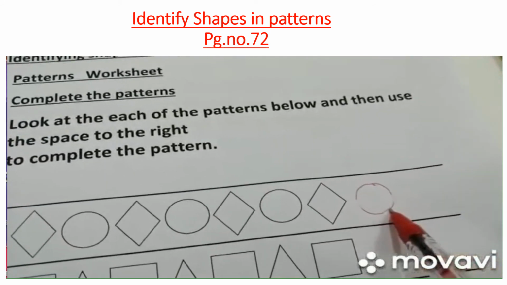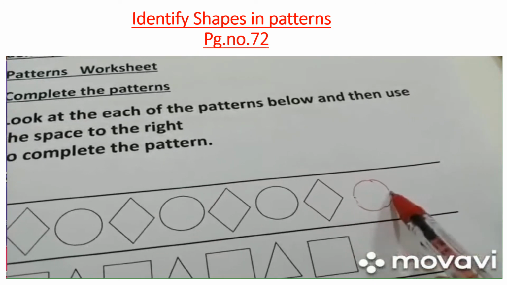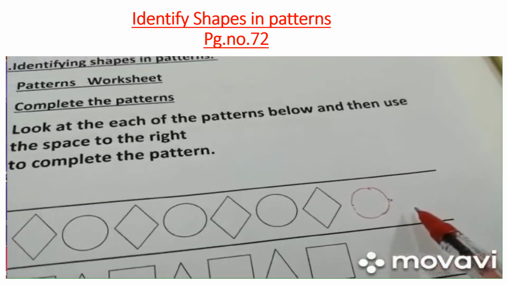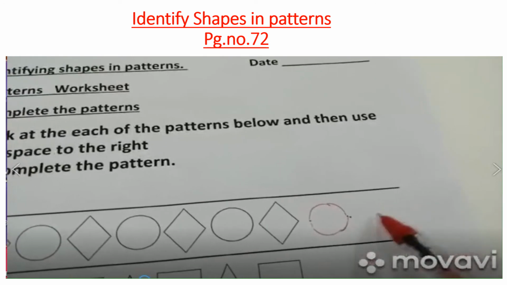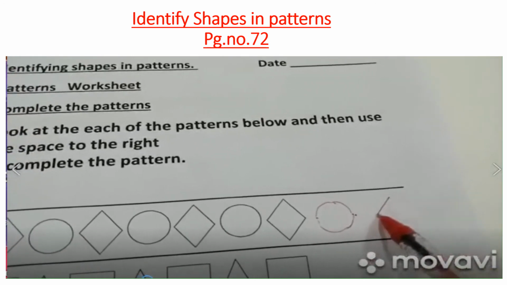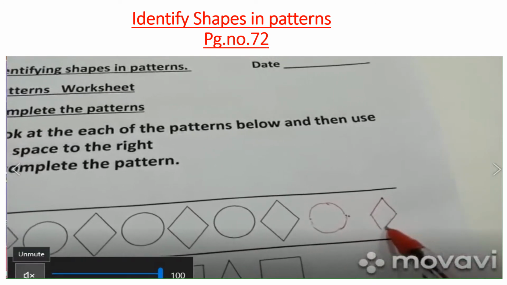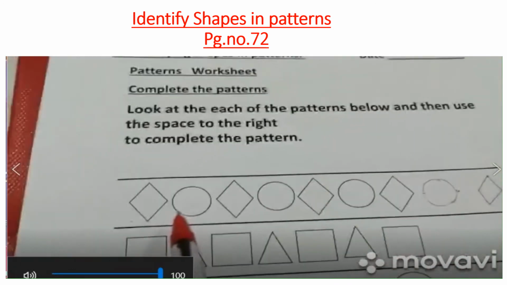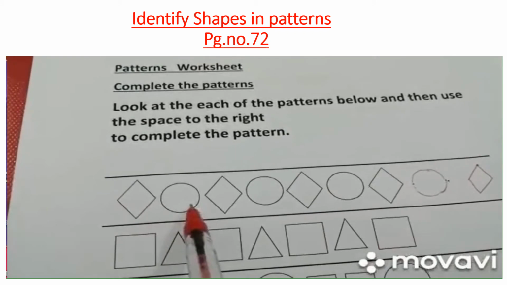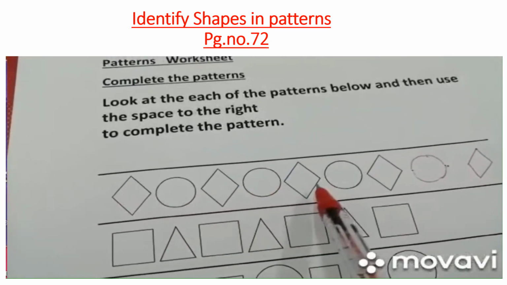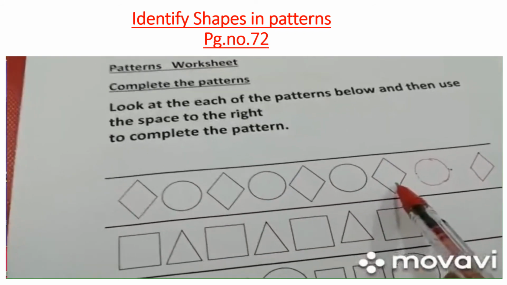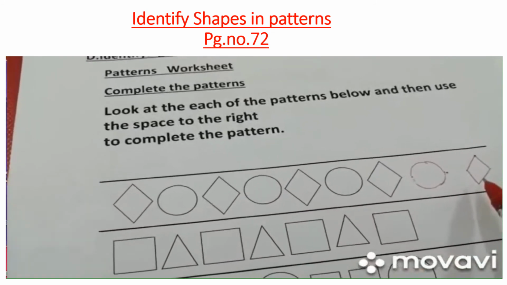And what should be the next? Tell me. Yes, again the next should be the rhombus. It's like a diamond, so it's called a rhombus. So see students, this makes a pattern. Rhombus, circle, rhombus, circle, rhombus, circle, rhombus, circle, and then rhombus again.